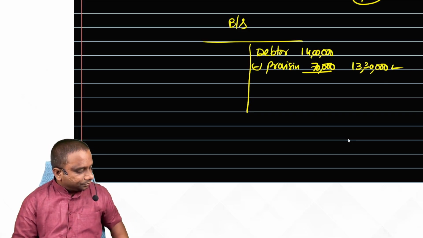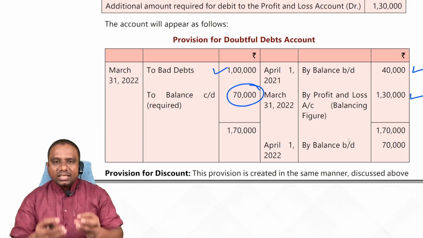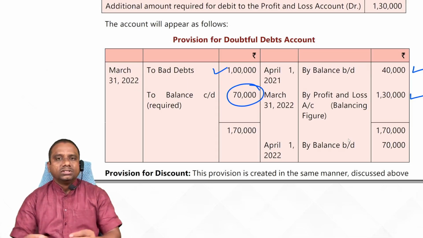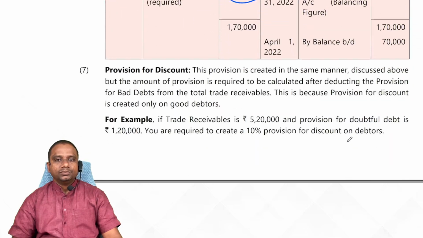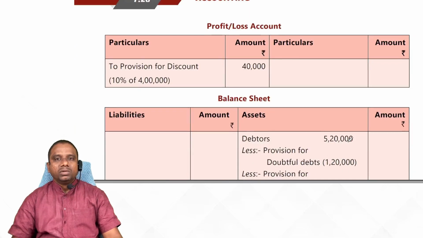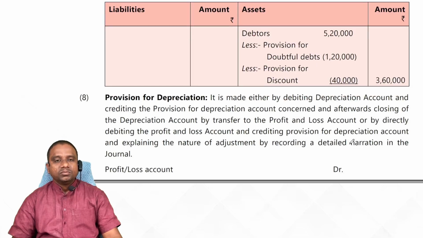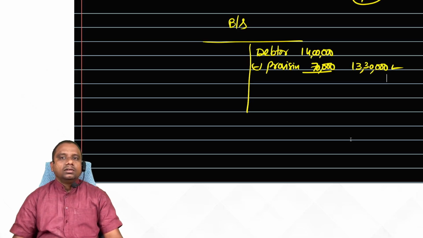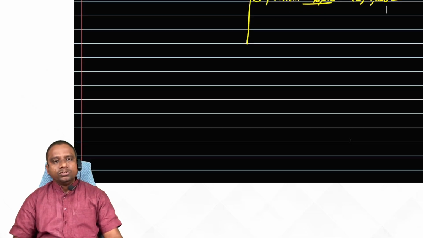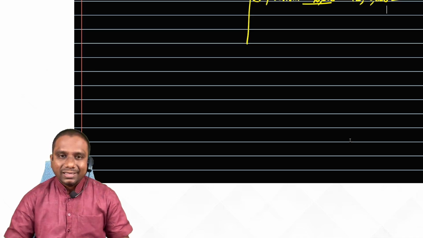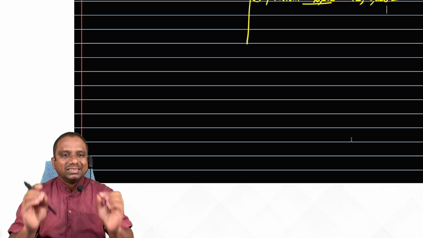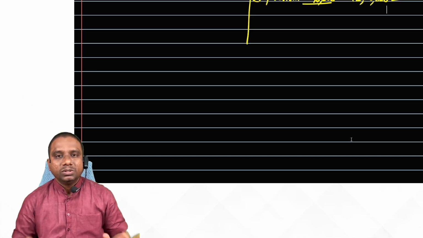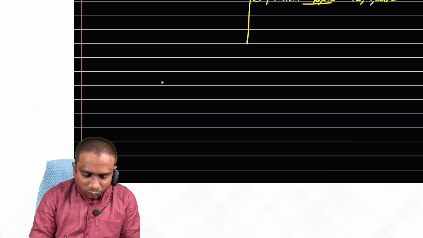Now look at the same methodology or the same process for provision for discount on debtors. Okay? Then just have a look. But here, when you get provision for bad debts and provision for doubtful debts in the exam, then it is better to prepare a simple statement, student. Simple statement. What is that statement? Observe.